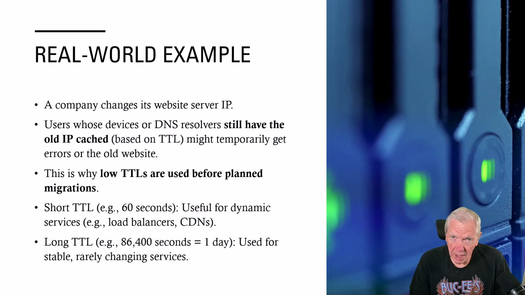A short TTL, like 60 seconds, is useful for dynamic servers such as load balancers, content delivery networks, things like that, CDNs. A long TTL is used for stable, rarely changing services, i.e. mail.google.com, outlook.com, etc. But even then, sometimes they'll change things. They have to do a change of some kind.